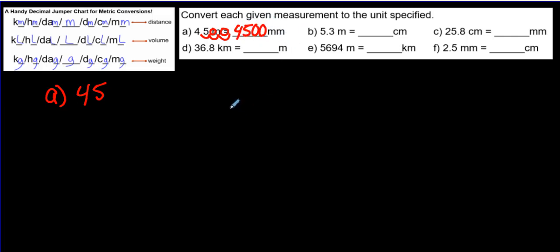4,500 millimeters. Okay, what about 36.8 kilometers? Oh no, let's move here. Let's go in order. Alphabetical order, ABCs.